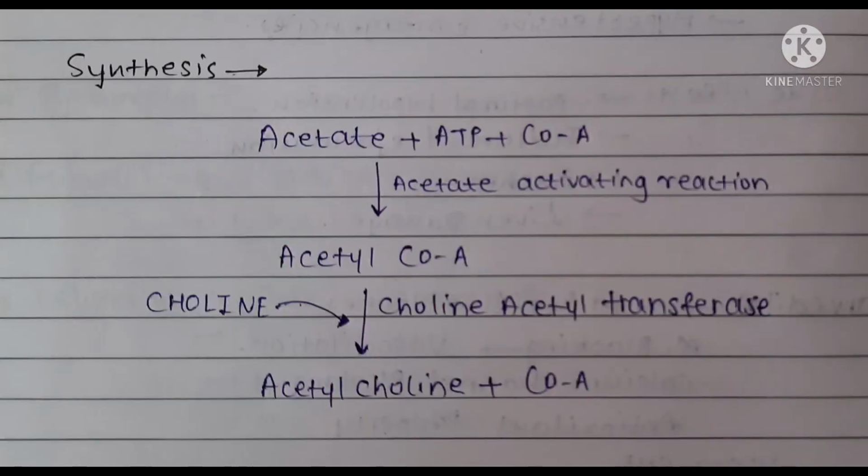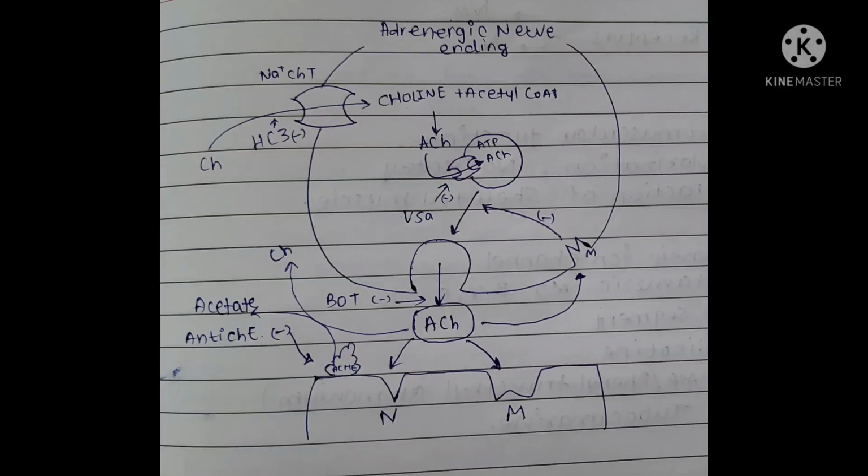The neurotransmitter which is working in the parasympathetic system is acetylcholine. So let's see the synthesis of acetylcholine. The first reaction happening is the acetate activating reaction. For the activation of the acetate, what is required? ATP and coenzyme A. So acetate plus ATP plus coenzyme A forms acetyl coenzyme A. This acetyl coenzyme A then reacts with choline and there is formation of acetylcholine in the presence of the enzyme choline acetyltransferase. Let's see the diagrammatic representation of the release, storage and synthesis of acetylcholine.